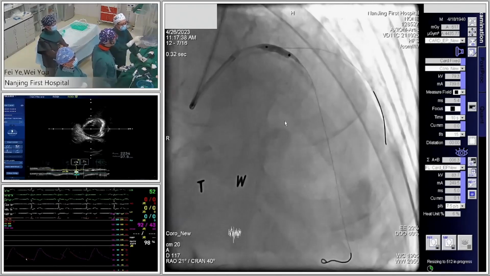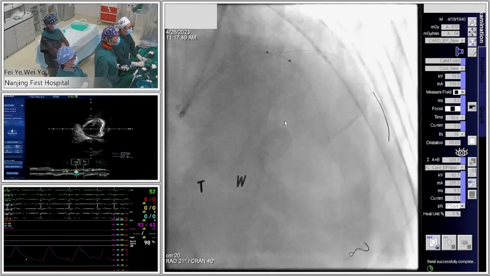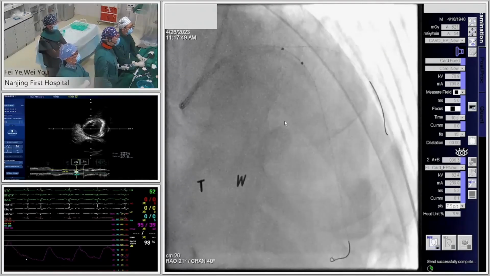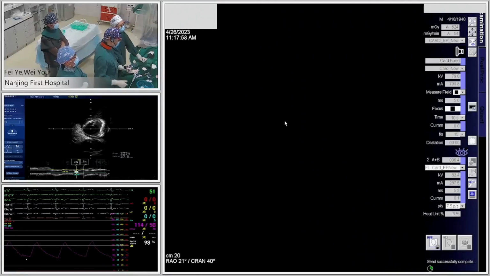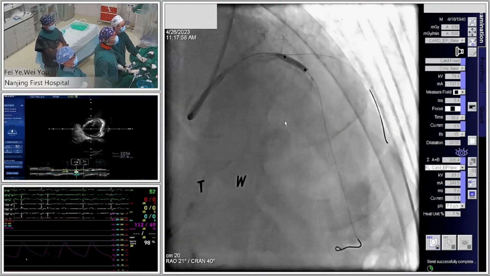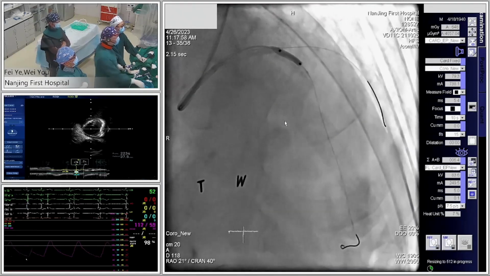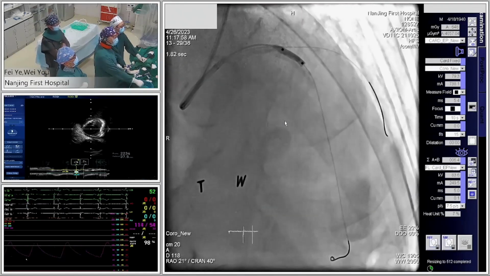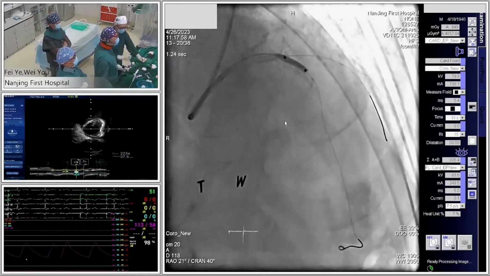Can we deliver to the distal segment? Sure. Okay. Sure. Okay, a little move forward. Okay, here, inflate. Because based on the angiography and IVUS findings, we defined this bifurcation lesion as a complex bifurcation lesion. According to the DEFINITION trial, we will use a two-stent tactic.